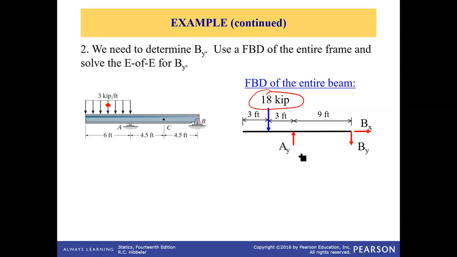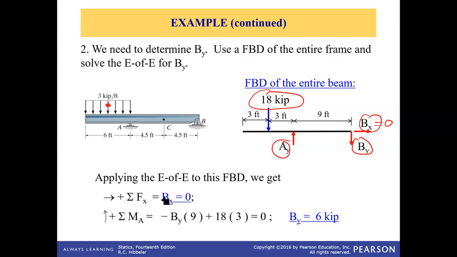So we need to solve for these three unknowns, 1, 2, and 3. Now there is no horizontal force other than Bx, and the system is in equilibrium, so Bx is 0. Now we need to calculate By, so we can apply, so Bx is 0, that's given here from sum of forces in x direction, and sum of moments at A.